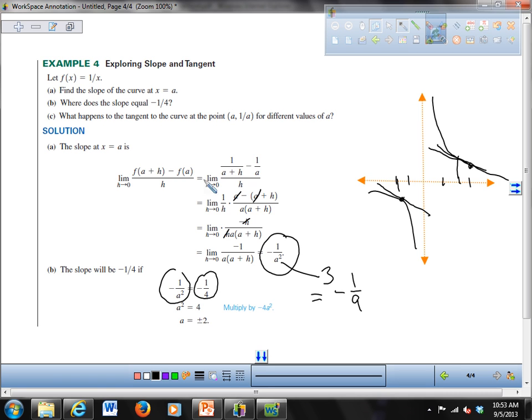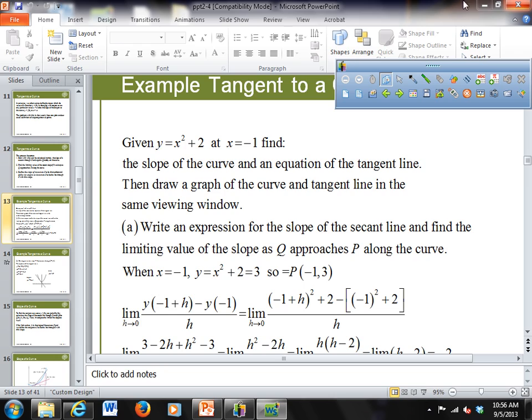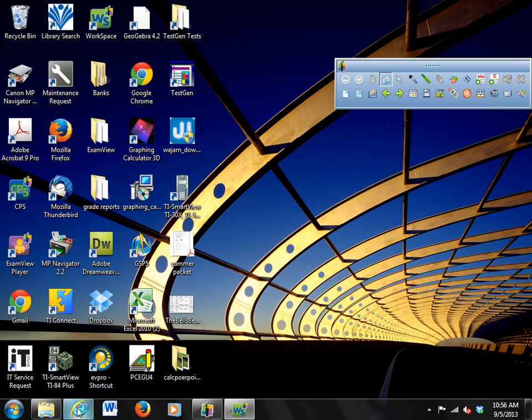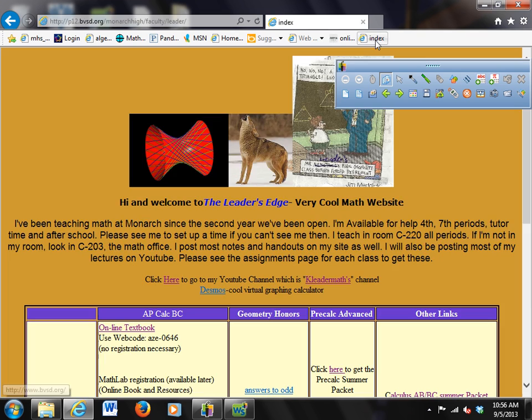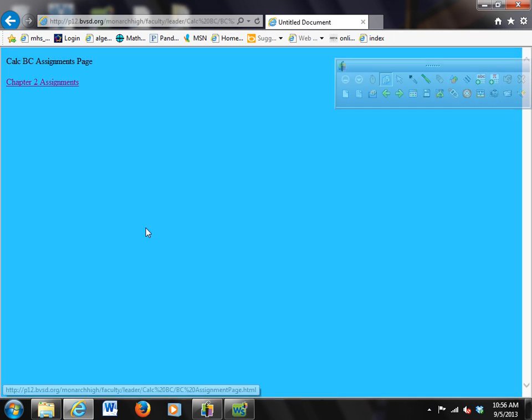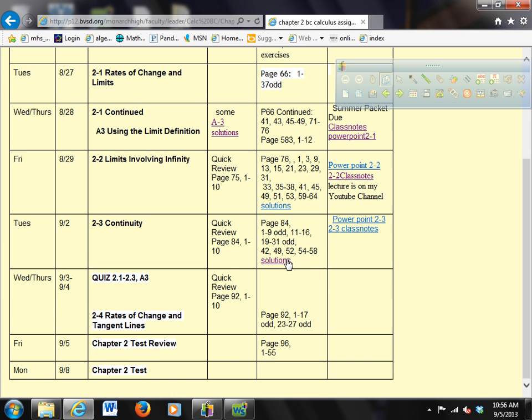What else? What's the homework? Homework is pretty short. It's not as bad as it's been. It's if I could find it. 1 through 52 all. No, I'm just kidding. It is page 92 right here.